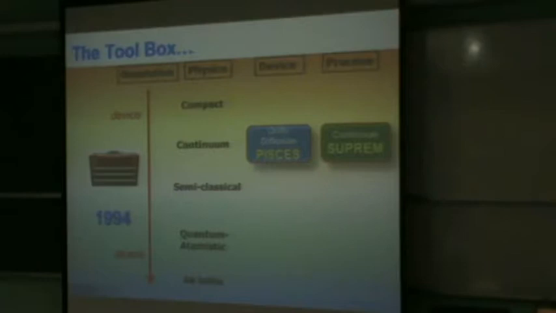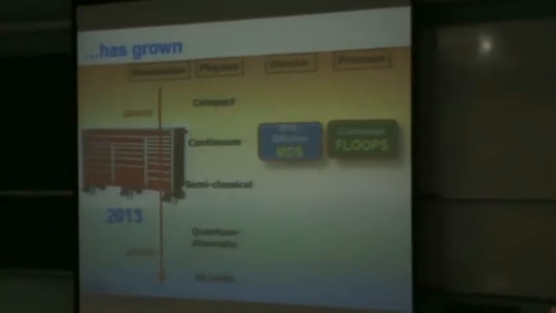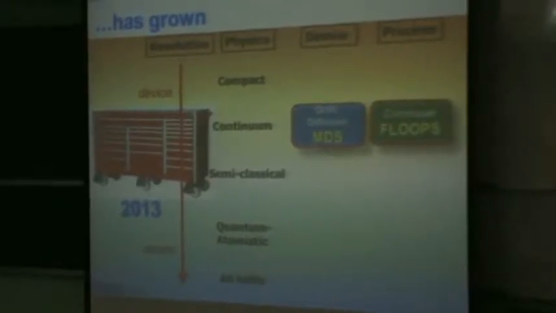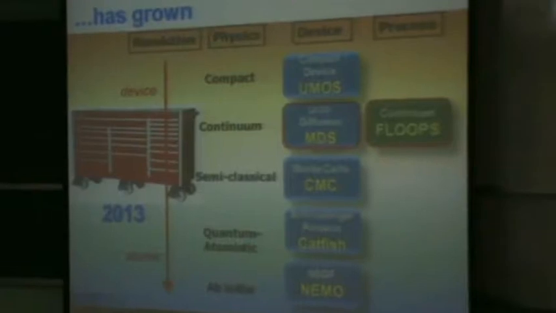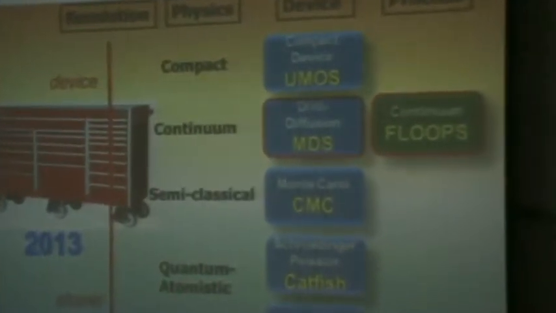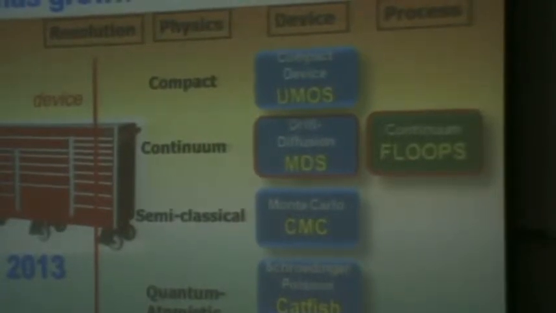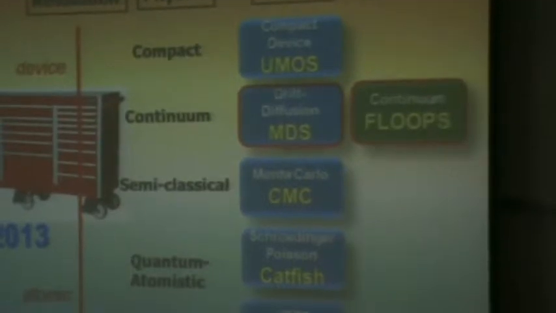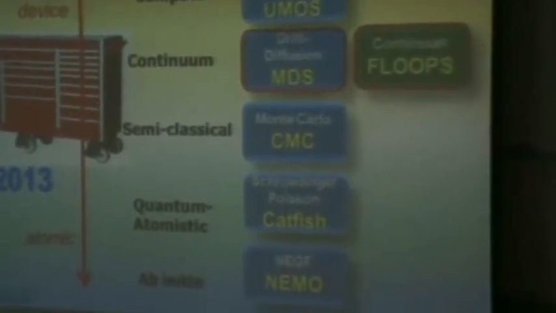So the toolbox has changed quite a bit in 20 years. If you look at what it's like now, we still have our diffusion simulator. It's now our own proprietary simulation framework called MDS, Modular Device Simulator. And we now use FLOOPS in terms of classical process simulation. So that's replaced Supreme. This is originally from Florida, and we have a proprietary version of that we've modified. But if you look on the device side, we've really expanded the hierarchy. For the last 10 to 15 years, we make our own compact models. And I'll talk a little bit about why we do that later in the talk. But we also have a Monte Carlo simulator, which is more the semi-classical regime. We have a Schrodinger Poisson solver.